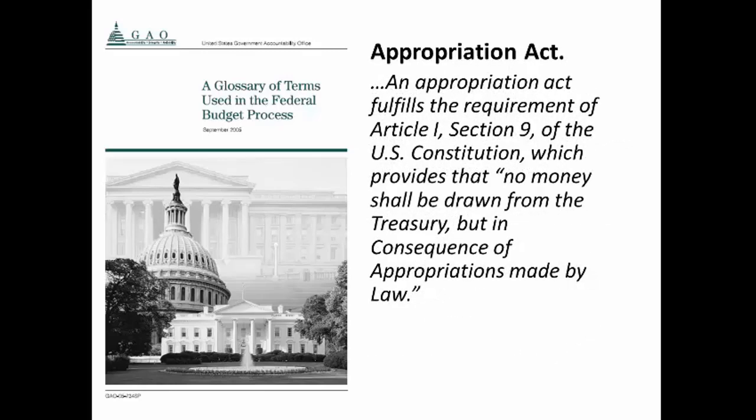GAO's definition of an Appropriation Act also tells us it fulfills the requirement of Article 1, Section 9 of the U.S. Constitution, which provides that no money shall be drawn from the Treasury but in consequence of appropriations made by law. This is a very important point. Since appropriations are a key requirement of the Constitution, it's important that we recognize when an appropriation is made. Well, what does Congress have to say about an appropriation? In 1906, Congress attempted to define the language needed to establish an appropriation.